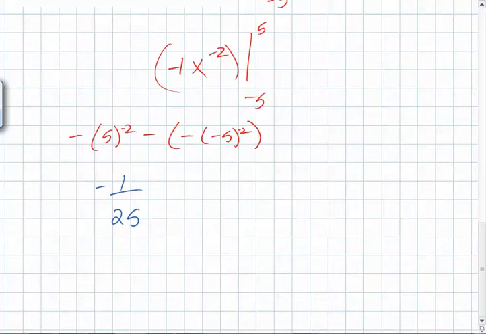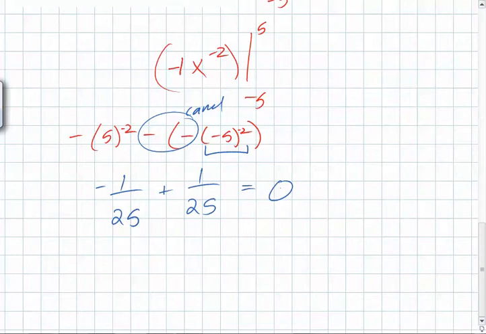-1/25, and then it's minus a negative. So what is it going to be? Plus, oh no, because this is positive, right? And then these cancel out right there. They cancel, right? So what do you end up with? Does that make any sense whatsoever?